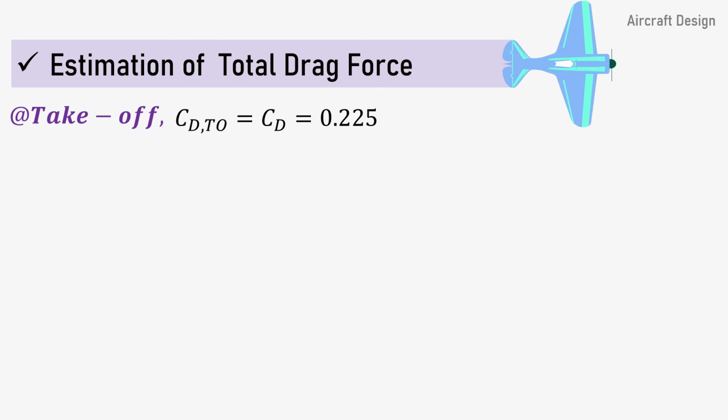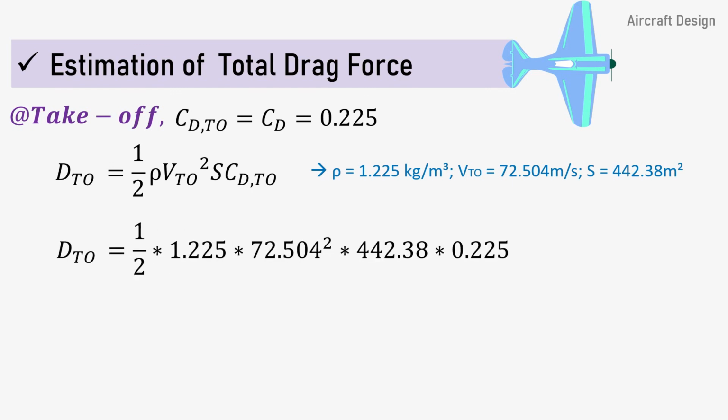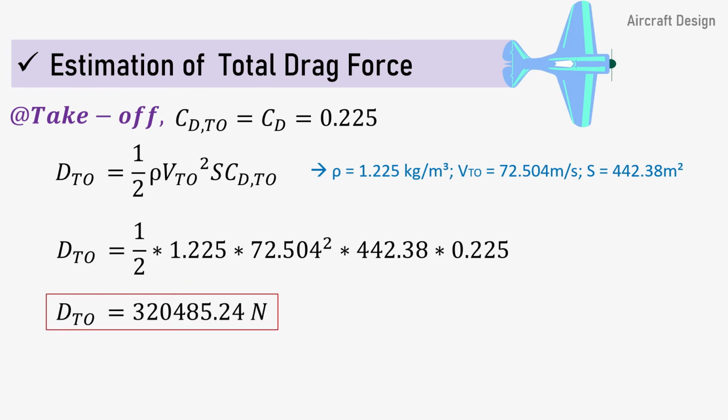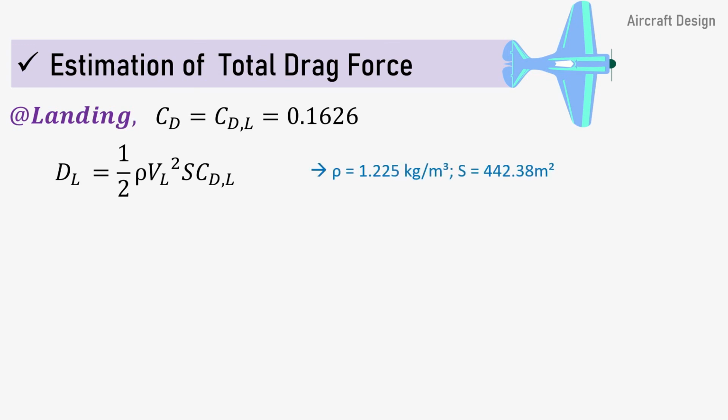Similarly, I will find it for the takeoff by substituting in this general equation. Here rho will be around 1.225 and V will be the V takeoff which we have found, that is 72.504, S the same, and C_D will be the C_D during takeoff. Applying these values, we get around 320,485.24 Newton.